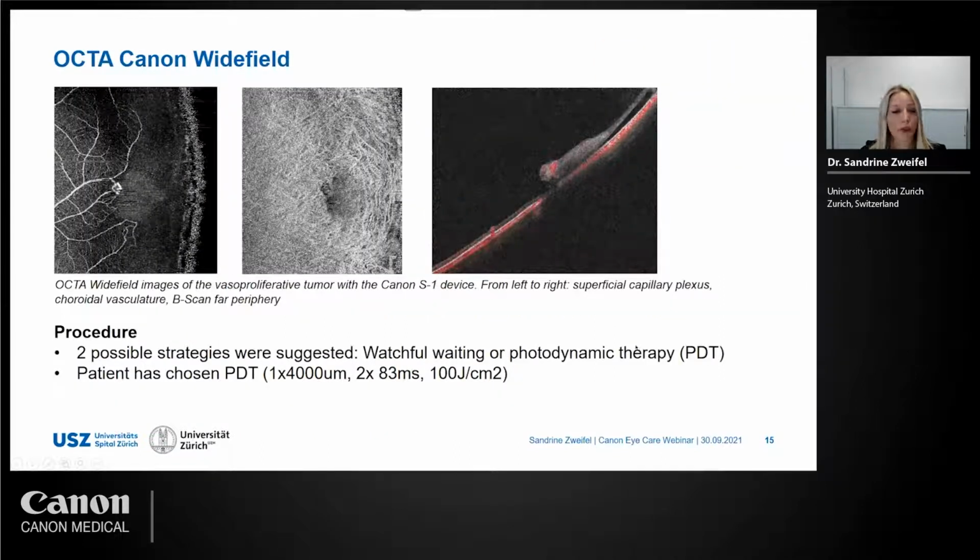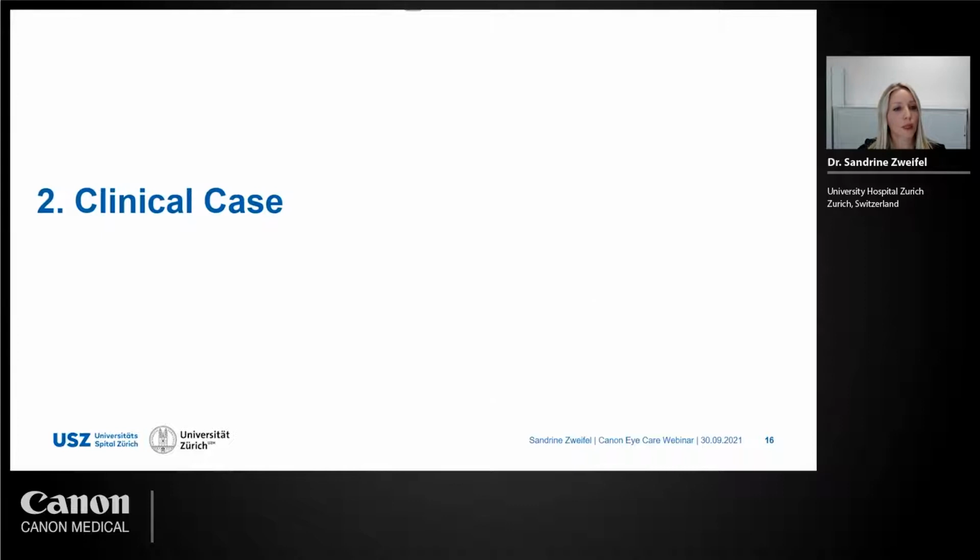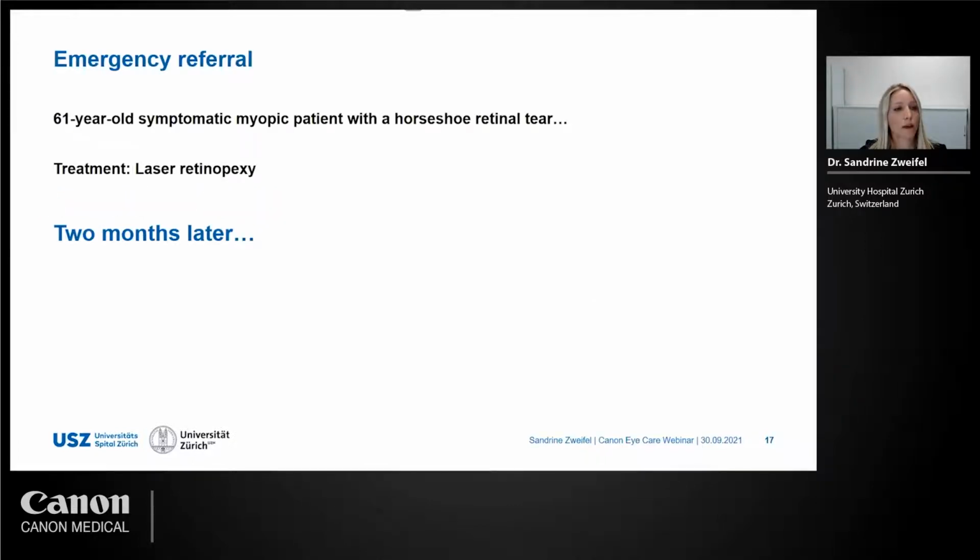The treatment strategies are usually watchful waiting for small lesions, or you can also do photodynamic therapy. The patient actually agreed to do a PDT. We did double exposure PDT. That was in the beginning of this year, as Visudyne was still possible to get. Let me show you a second case.